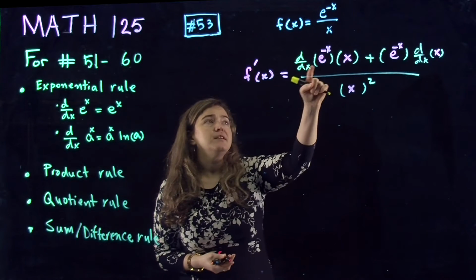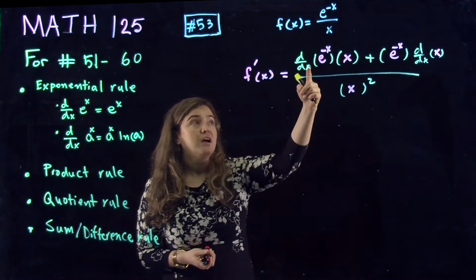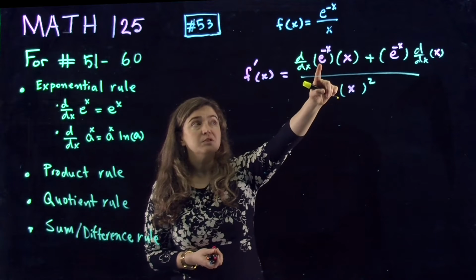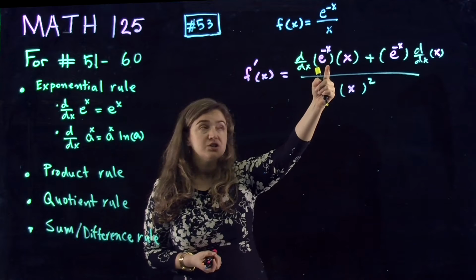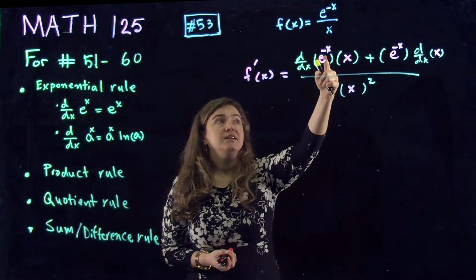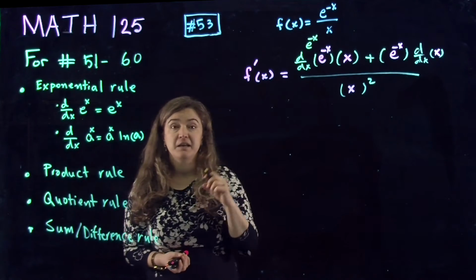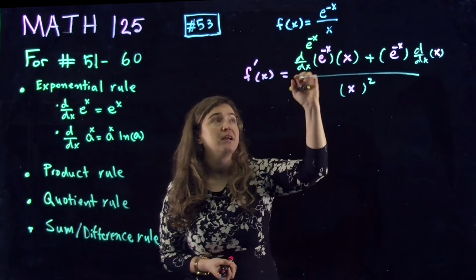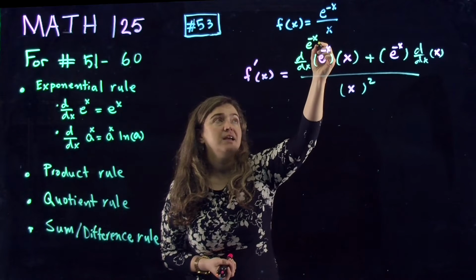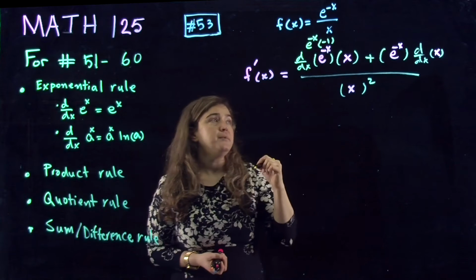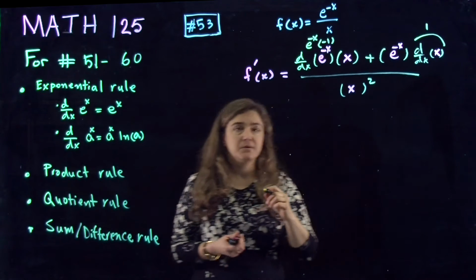Now, derivative of e to the power negative x is another chain rule. So derivative of outside, plugging in the inside unchanged, times the derivative of inside. Derivative of outside, plugging in the inside unchanged, is e to the power negative x, times derivative of inside, which is derivative of negative x, negative 1. Derivative of x, the entire thing is 1.